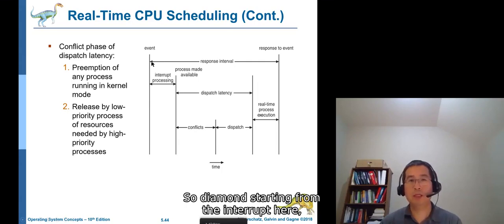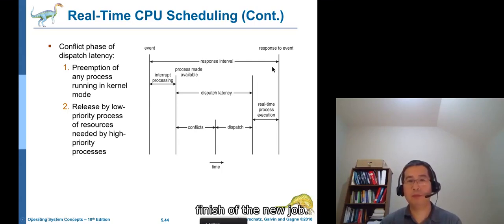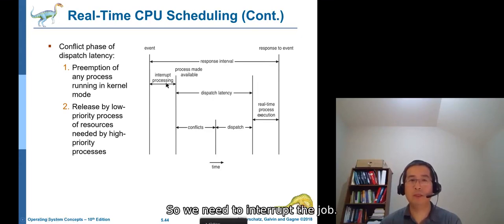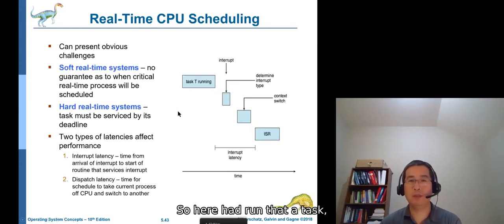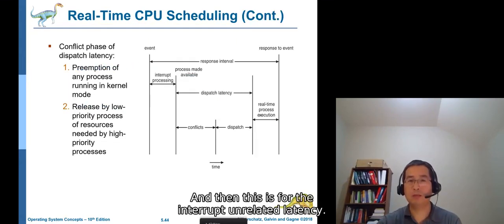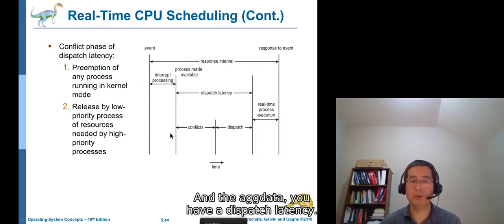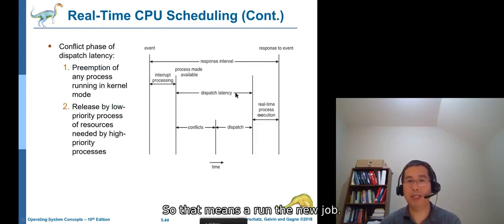So that means starting from the interrupt till finish of the new job. So this is called a response to event. That means for this event, how long it will take from the beginning till the end. So it first has interrupt processing. So you need to interrupt the old job. So here, cannot run that task. We need to run a new one. And then this is for the interrupt related latency. So it's interrupt latency. And after that, you have a dispatch latency.